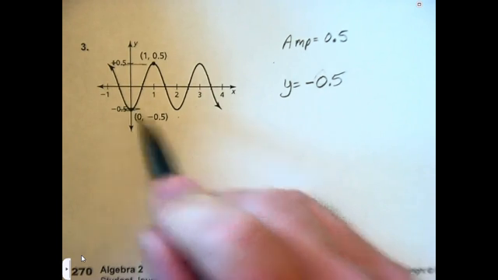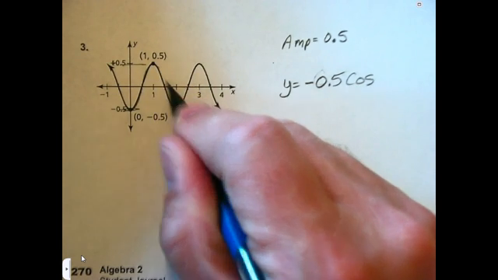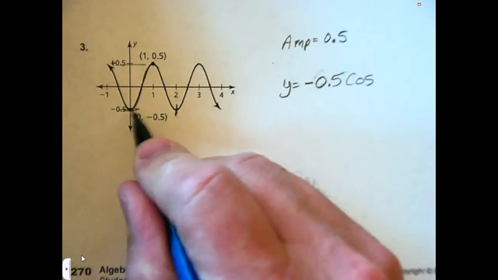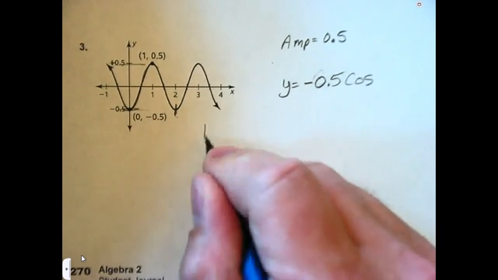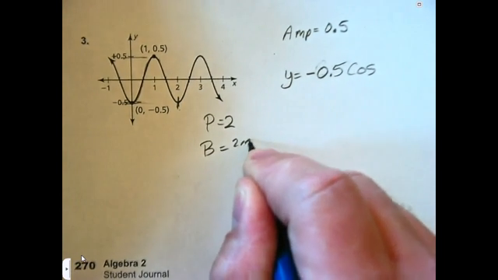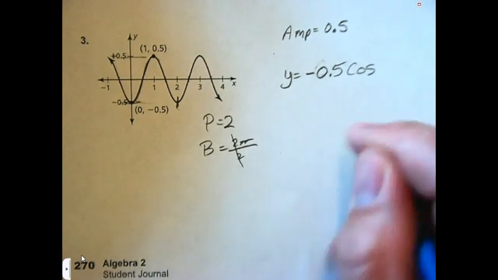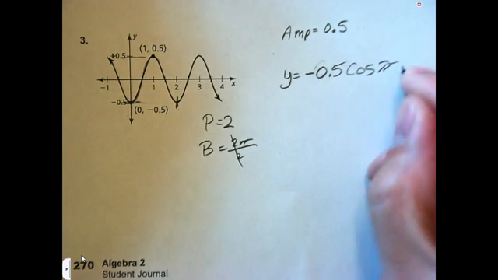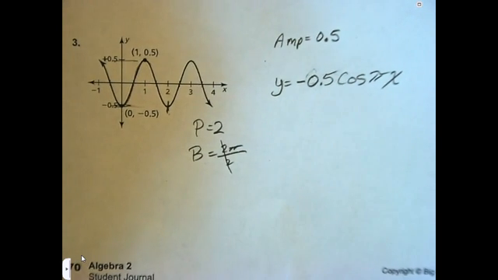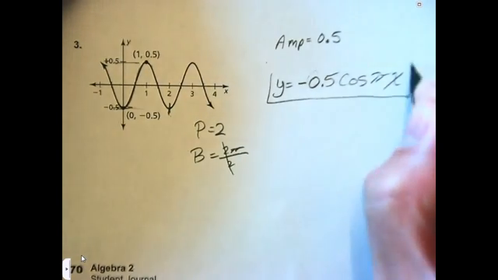If that's the case, you are then traveling one complete cycle, a period length, right here. So P is 2, which means B is 2 pi over 2, or pi. Don't forget x. How many got that? Good. That is correct. Now, there are other answers you could have.